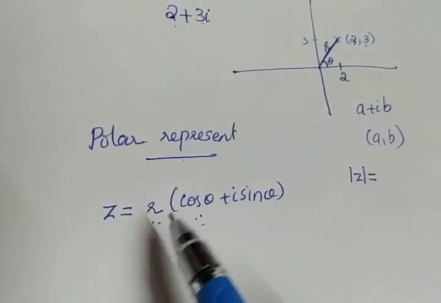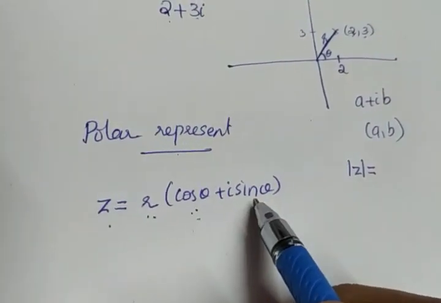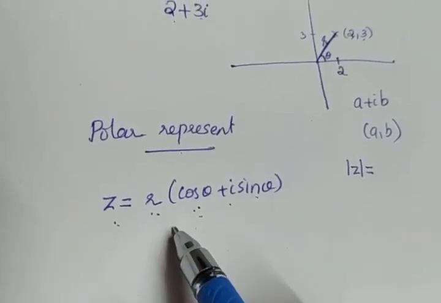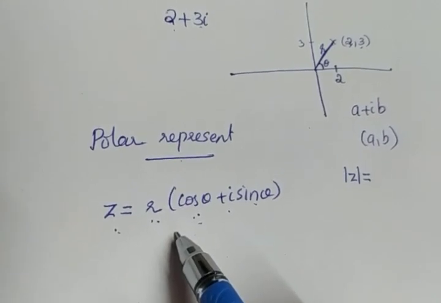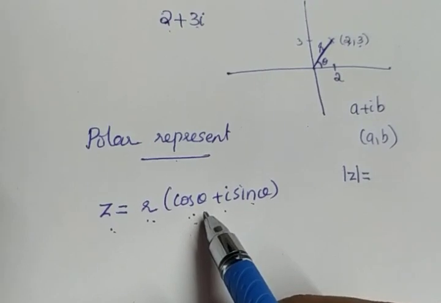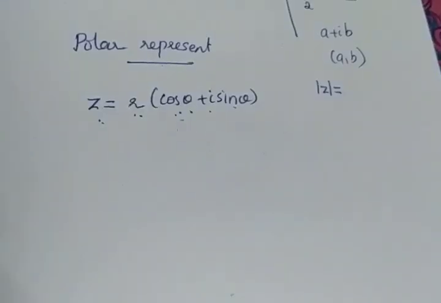So the polar representation is Z equal to R into cos theta plus i sin theta. To represent a complex number in polar form, we have to calculate the value of R using the formula square root of A square plus B square, and we have to find theta. Theta is given by the formula tan inverse of B by A, where A plus iB is our complex number.